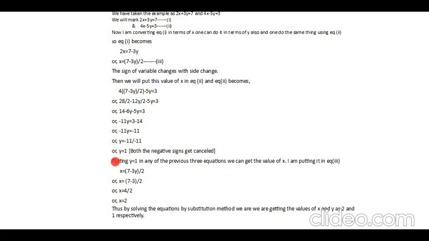Now we can put the value of y in any of the previous three equations. I am putting it in equation 3. We know our equation 3 was x equals (7 minus 3y) whole divided by 2. Now when we put the value of y equals 1 in equation 3, we will get our x as 2. Thus, by solving the equations by the substitution method, we are getting the values of x and y as 2 and 1 respectively.